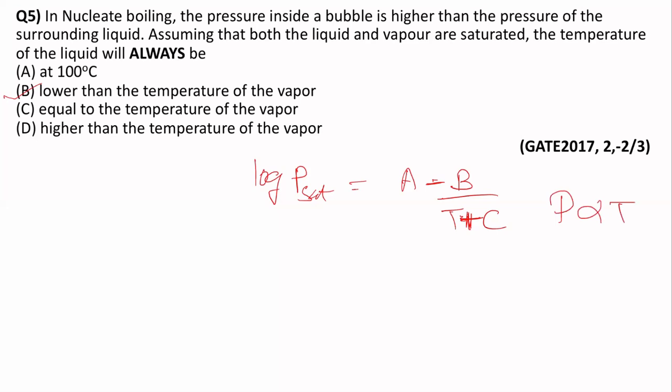Correct? So जिसका प्रेशर ज्यादा उसका टेम्परेचर ज्यादा, या जिसका टेम्परेचर ज्यादा उसका प्रेशर ज्यादा, राइट? इसमें क्या दिया है? प्रेशर इनसाइड द बबल इज हायर. So if the pressure inside the bubble is higher, then what will be the case? Very straightforwardly you can say, lower is the temperature of the vapor. Correct? All right. Yes, sir.